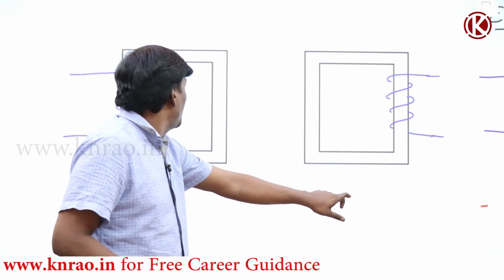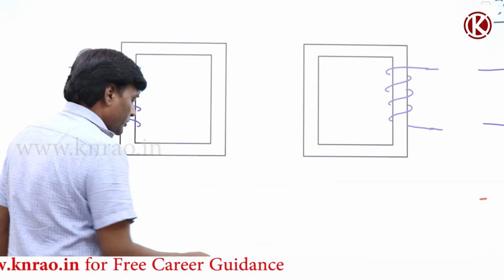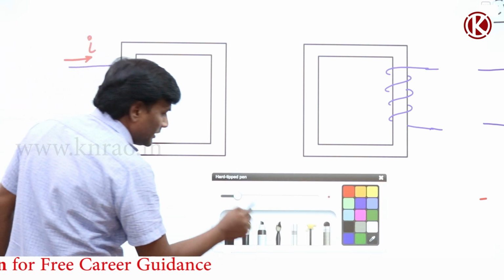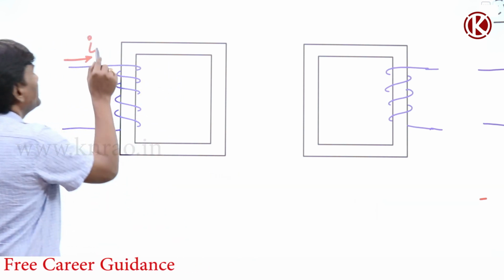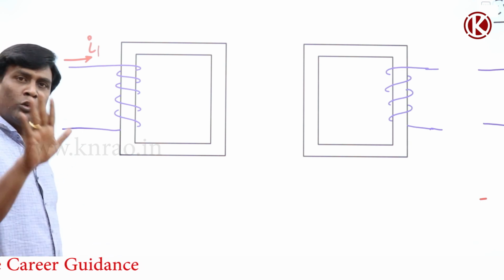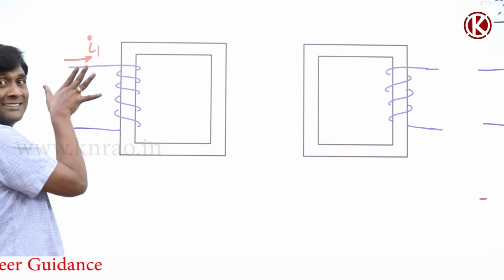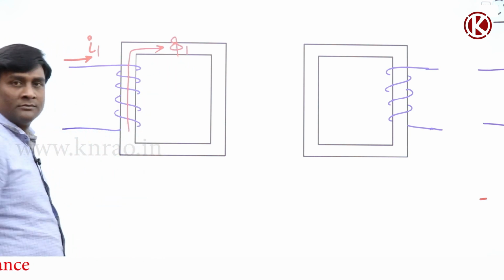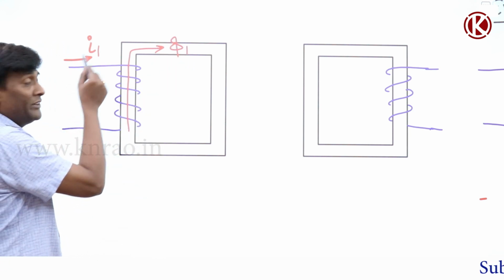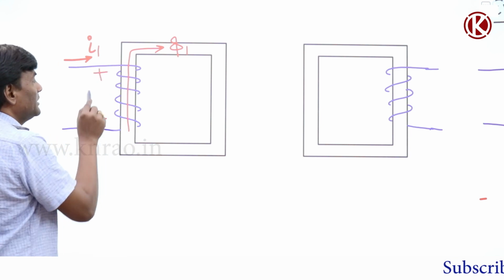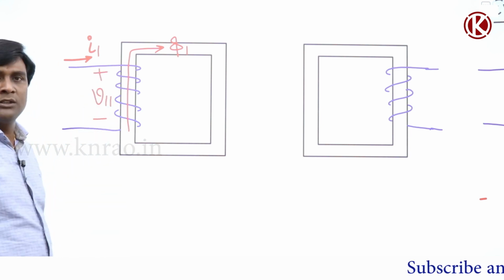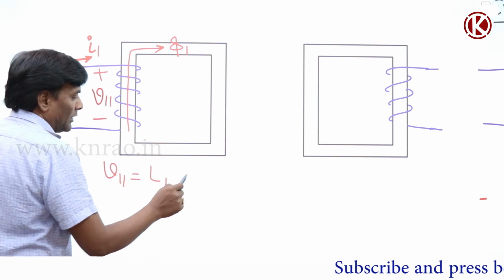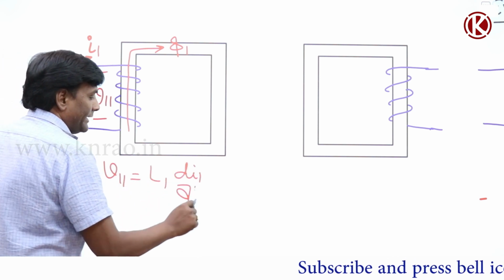Let me think of only one inductor. In this inductor, if I have current I1, you know right hand thumb rule, so current flowing is in this direction, so operating flux will be in this direction, which is phi 1. Now, if this current is time varying, flux is going to be time varying, so because of that, some voltage will be induced. Let me write V11. So how much is that V11? V1 equal to L1 di1 by dt.